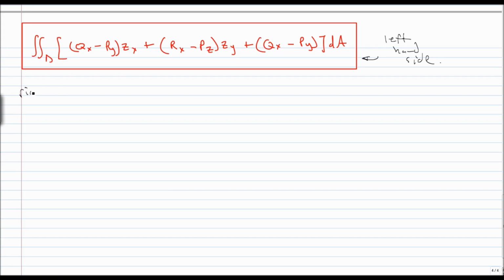Now let's work on the right-hand side. So the right-hand side said that line integral, which we said equals this, okay, is going to be equal to the flux across the surface that's bounded by C.